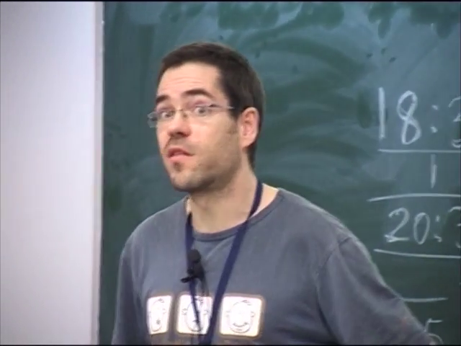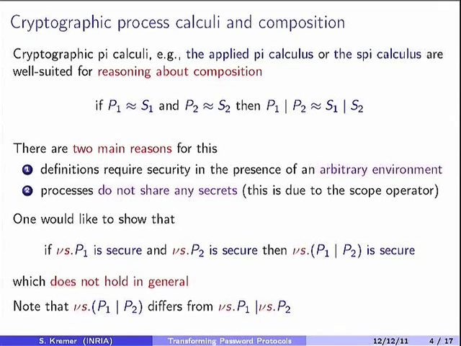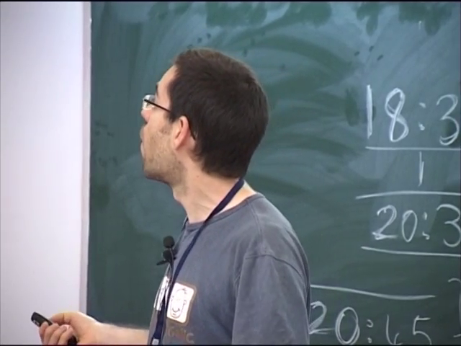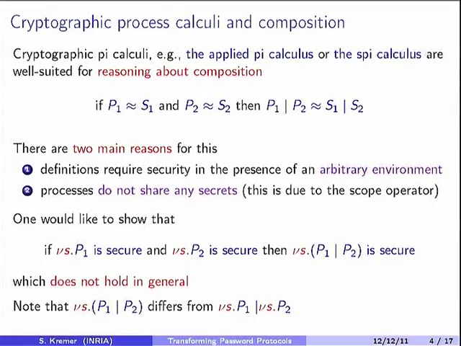But there's one important hypothesis when I'm writing this kind of thing, which is that P1 and P2, as they are written there, do not share any secret value. And this is important. This is generally due to the fact that the secrets are modeled using a scope operator.